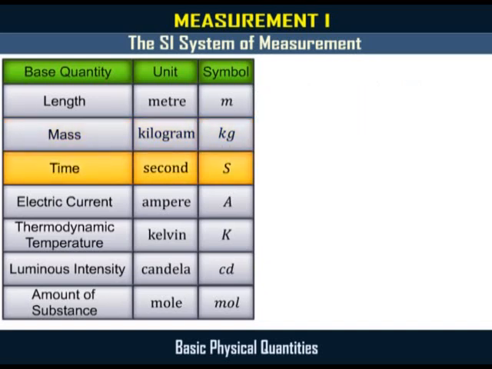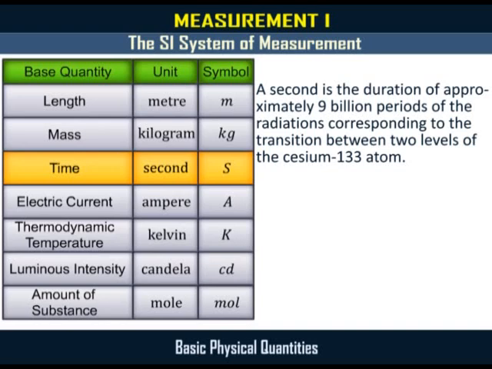Time is measured in seconds, denoted by the small letter s. A second is the duration of approximately 9 billion periods of the radiations corresponding to the transition between two levels of the cesium-133 atom.